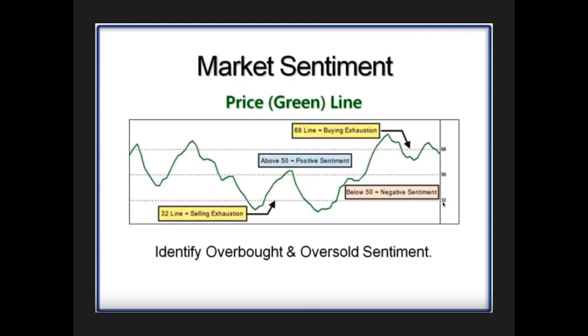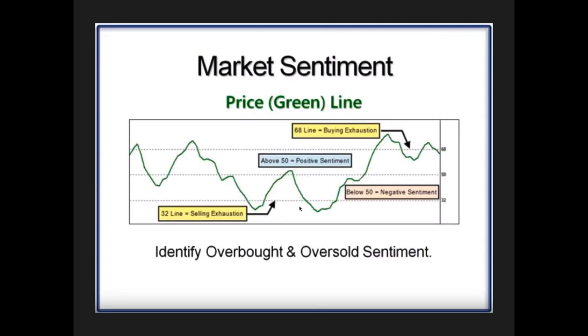Now we also have these lines, these levels: 68, 50, and 32. On our TDI settings, we have extra ones. I have them at 70 and 30, and then I also have them up here in these streams at 80 and 20. Those are what we call overbought and oversold areas, or buying exhaustion and selling exhaustion.